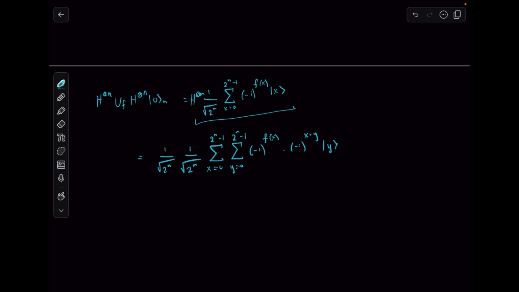And now we're cycling through all these values of y. So let me condense this and rearrange it a little bit. We can multiply these two normalization factors. We have 1 over 2 to the n. And then I'm going to put this y sum to the left so we can just zoom in on this x sum and see what happens as we cycle through the values of x, because we're going to get some pretty interesting interference effects.